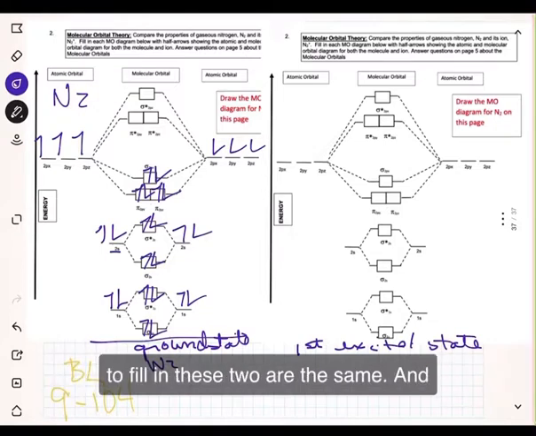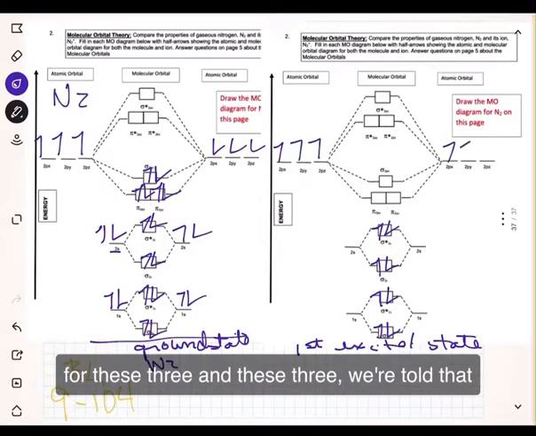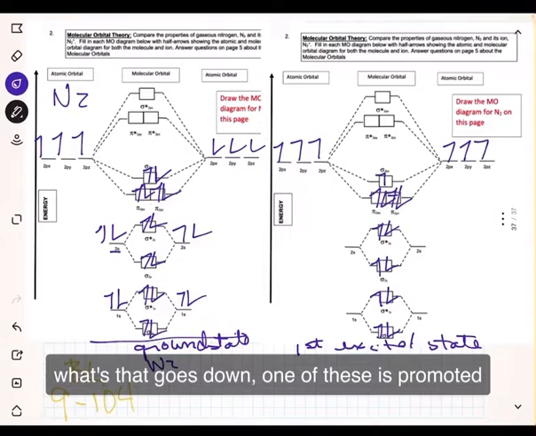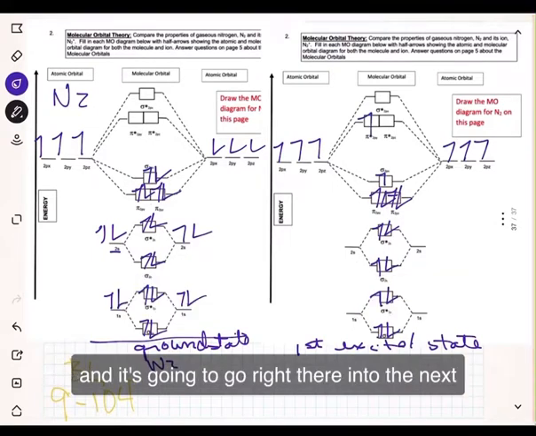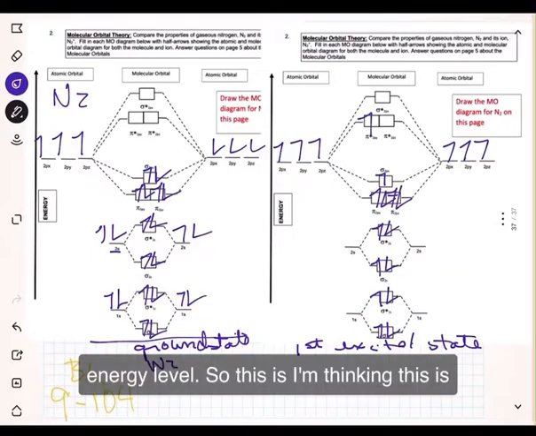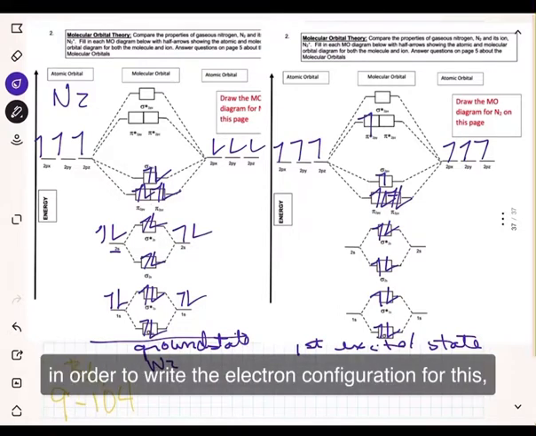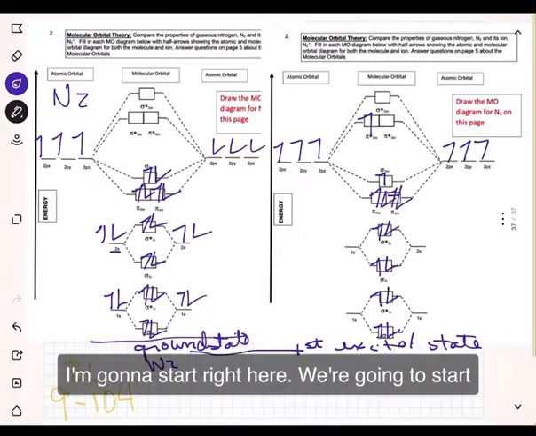And what we're asked to do, and I'm just going to fill in, these two are the same. And for these 3 and these 3, we're told that one of these is promoted, and it's going to go right there into the next energy level. So I'm thinking this is what they mean by the next energy level. And in order to write the electron configuration for this, I'm going to start right here.